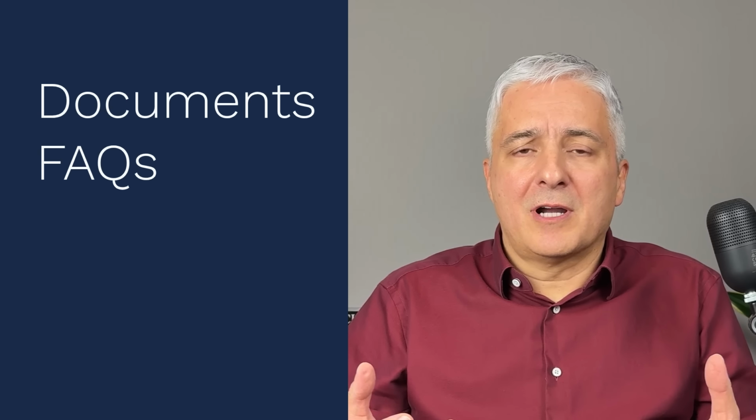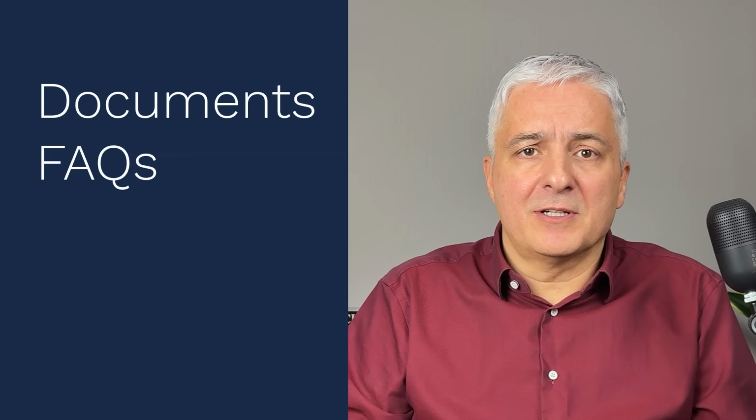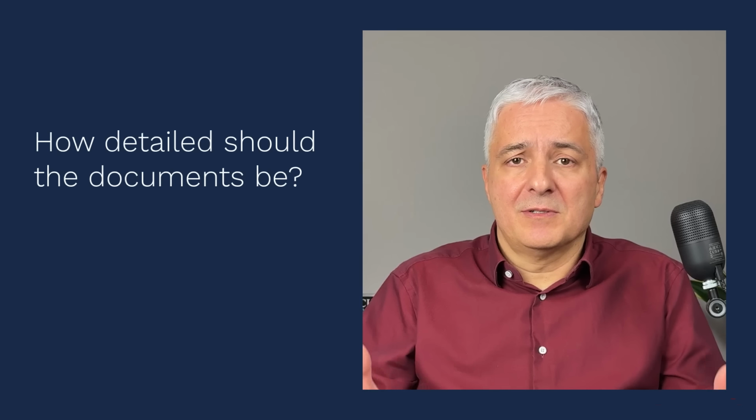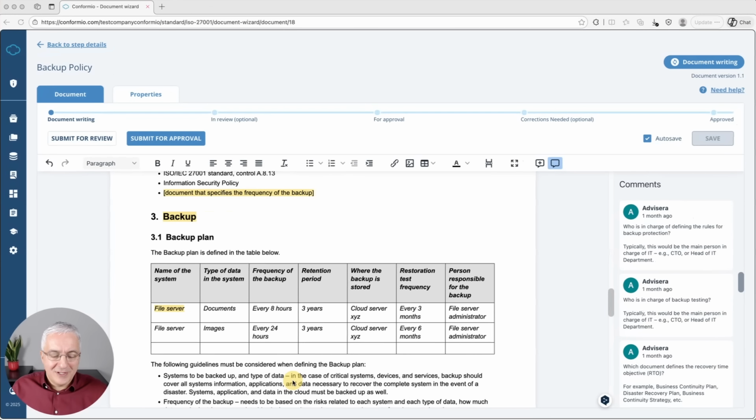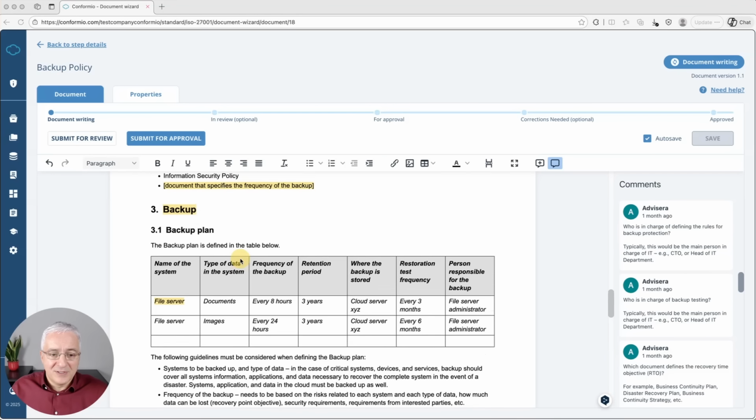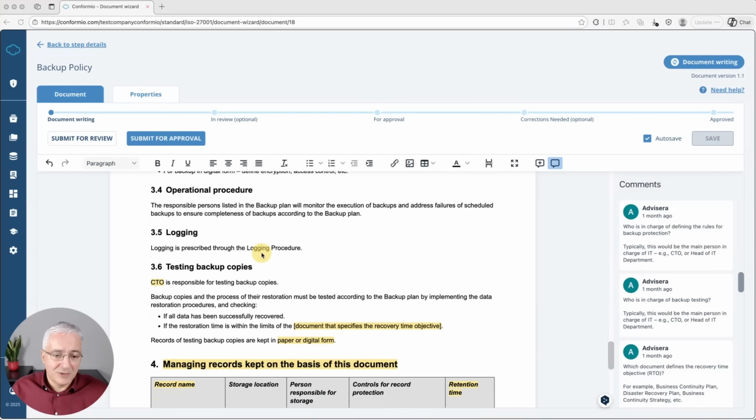Okay, let's go now through a couple of the most common questions when writing these documents. How detailed should the documents be? The length of the document should primarily depend on two factors: how big your company is and how complex it is. For larger, more complex companies it will be longer, whereas for smaller companies that are not as complex, it can be shorter. Since Conformio is focused on smaller companies, let's say between 2 and 200 employees, these documents are typically shorter. For example, here everything about backup fits into maybe 1 or 2 pages. So nothing else is needed here.